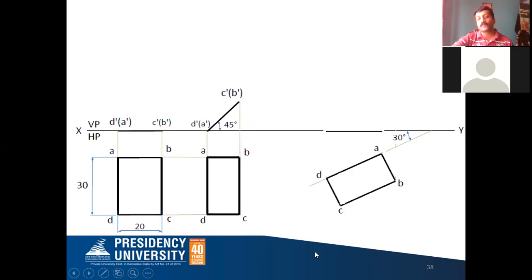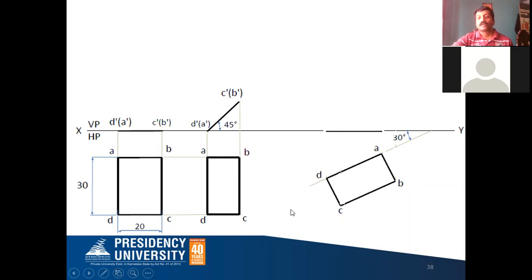So join all the 4 points. We're going to get the same shape and size of your rectangle here. That means what exactly you have done here: you have redrawn the previous top view such that AD should come on this 30-degree line. That's all. This completes your top view.